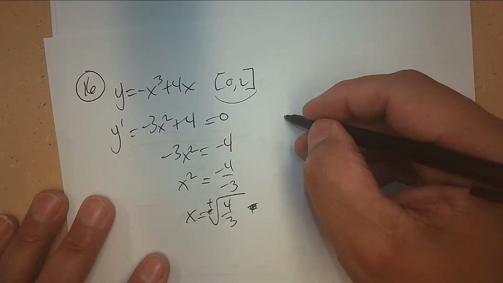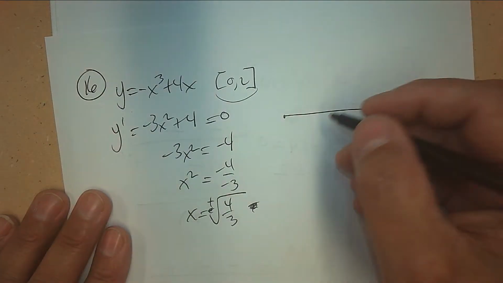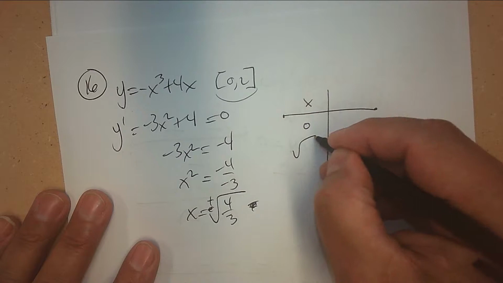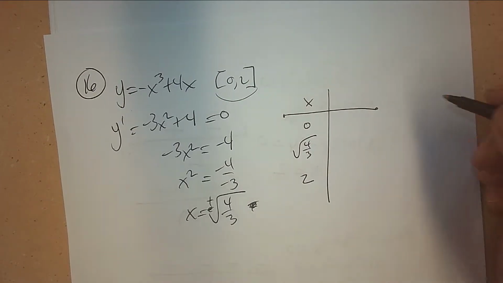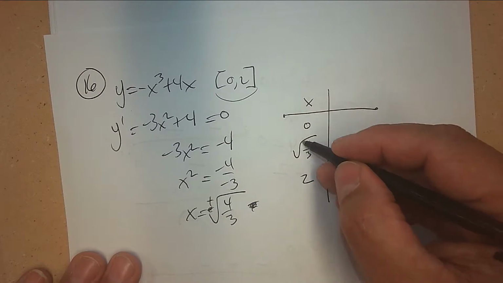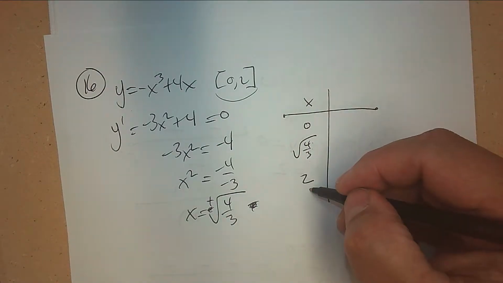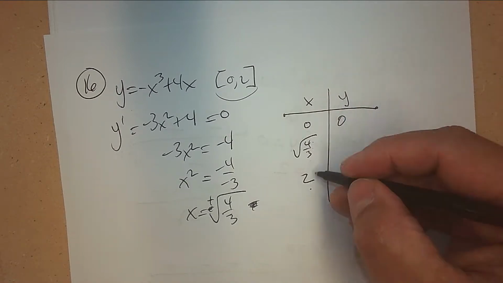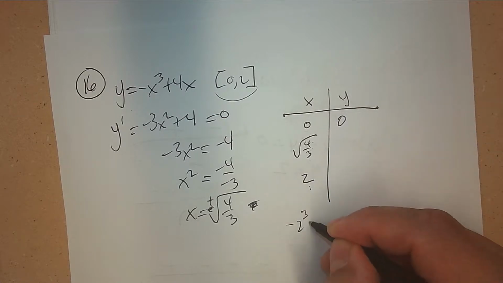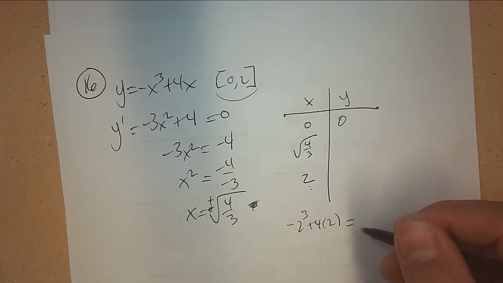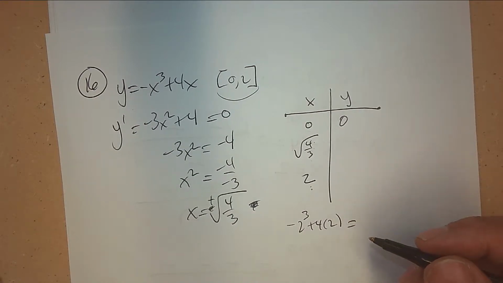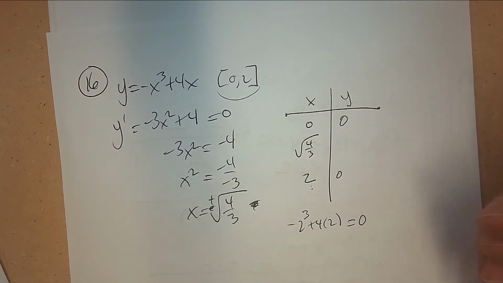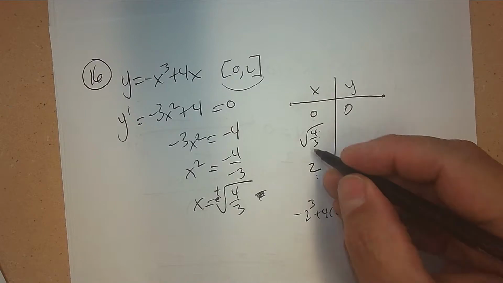So in our interval from 0 to 2, I'm going to do a table of values. So we have 0, we have the square root of 4 over 3, and 2. I know 4 divided by 3 is a little bit bigger than 1, and the square root of a little bit bigger than 1 is in between 0 and 2. So a little number sense, I know that's in the middle. The y value, if you plug in 0, the answer is 0. If you plug in 2, you get -2 cubed plus 4 times 2, so that is -8 plus 8, right? Make sure that I'm not making a silly mistake. That's 0.